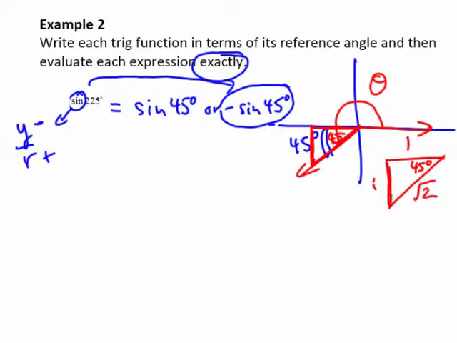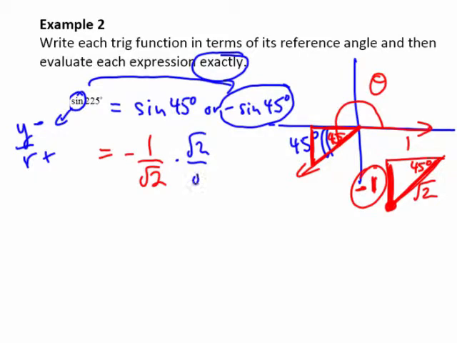Now because I'm down below, this is negative. And so my sine ratio would be the y value negative 1 divided by the radius root 2. Negative 1 over root 2. And just to get the radical off the bottom, to rationalize, I can multiply top and bottom by root 2. And my exact ratio is negative root 2 over 2.